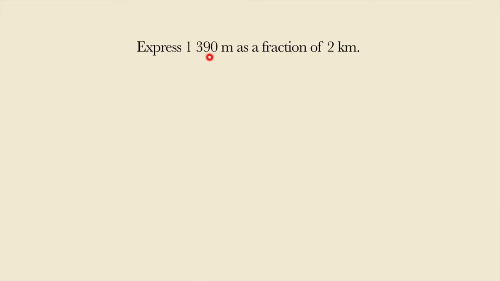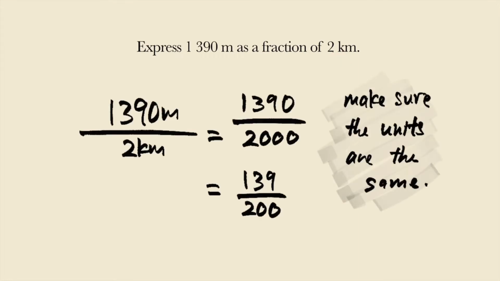So we've got 130 meters, and we've got a fraction as a fraction of 2 kilometers. Well, we know for sure that 2 kilometers is the denominator and 130 is the numerator. But we can't leave that as the answer. We have to convert both to the same units. So that's 130 meters out of 2000 meters. Cancel the zeros, and what do you know? This is the simplest form.